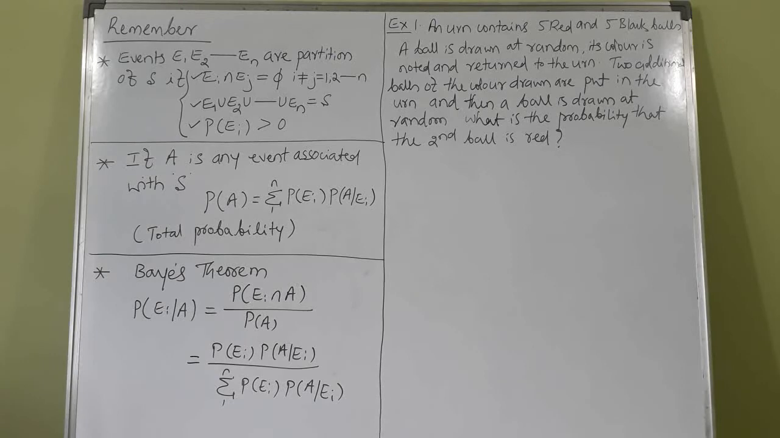An urn contains 5 red and 5 black balls. A ball is drawn at random. Its color is noted and returned to the urn. 2 additional balls of the color drawn are put in the urn, and then a ball is drawn at random. What is the probability that the second ball is red?